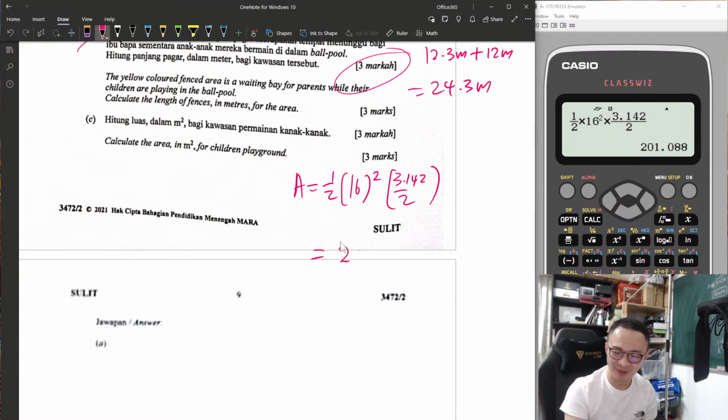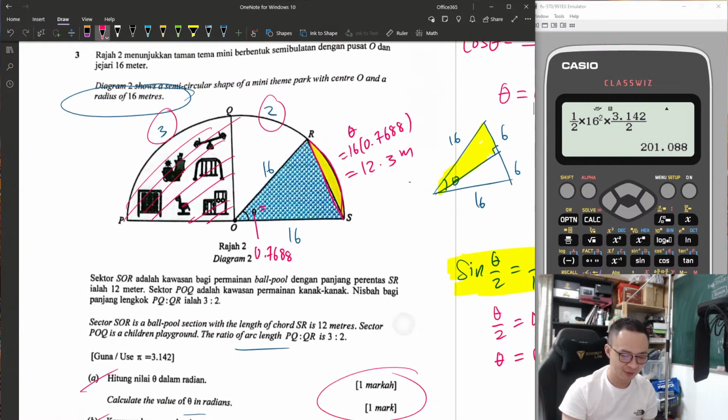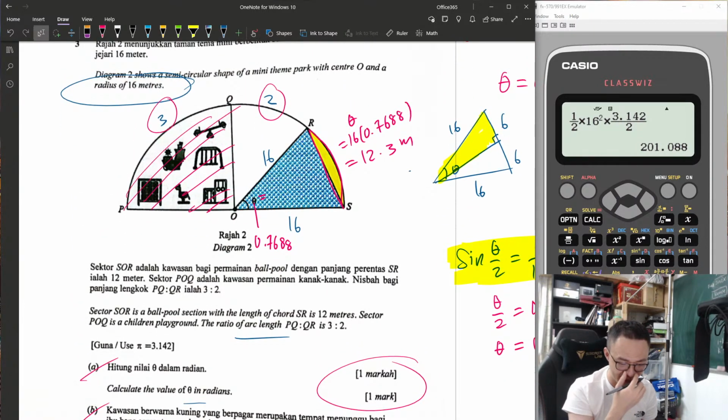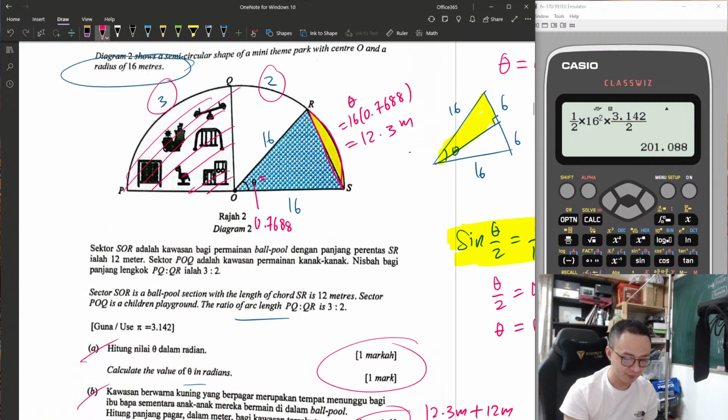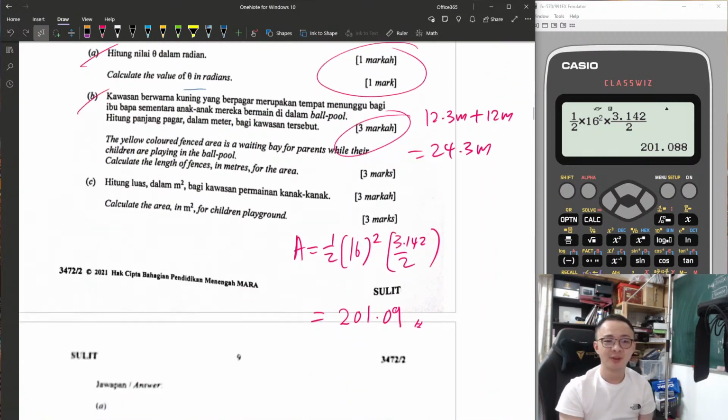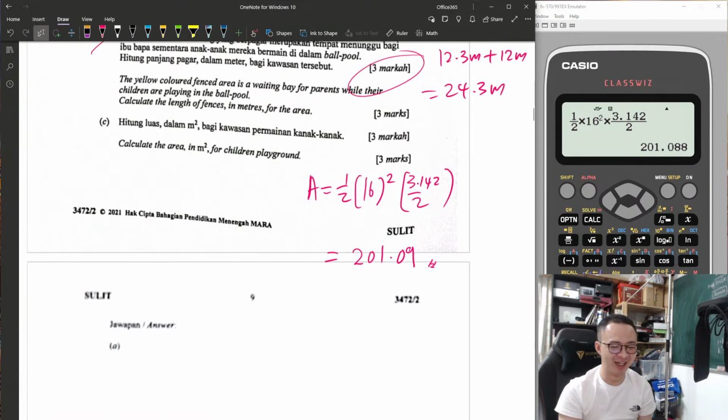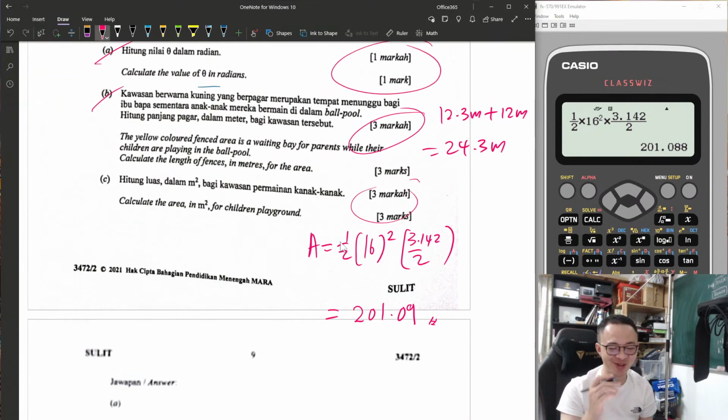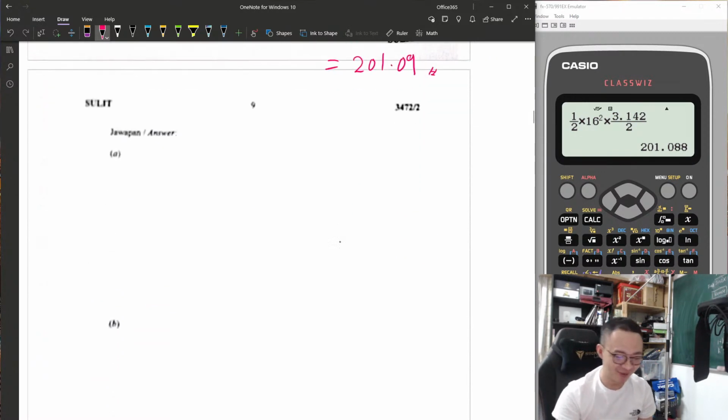Am I missing anything here? Am I making any mistake? POQ is the children's playground area. Maybe in paper 1 there are so many marks, but then paper 2 they show some kindness for you. Right, so okay, just like that.